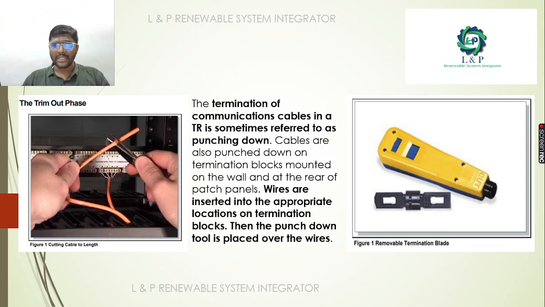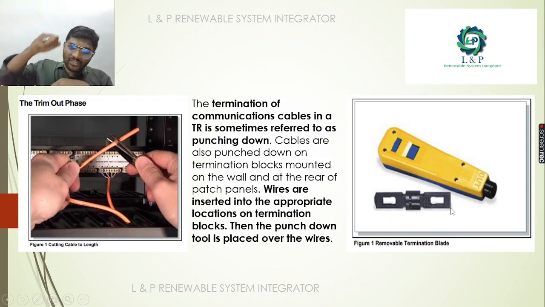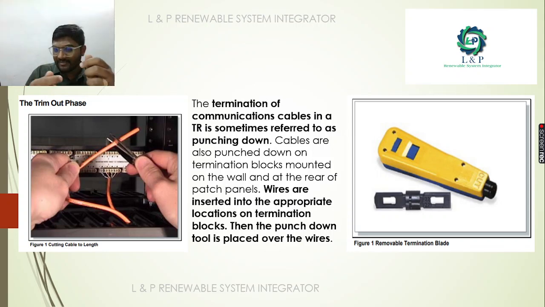As we told earlier, for the termination of the communication cable in the telephonic room, we often call it punching down, because with the help of these punching tools we make punches. Because of the punches, the wires get inserted in the terminals. Once a cable is punched properly, it is very difficult to remove. It is a permanent fixation.